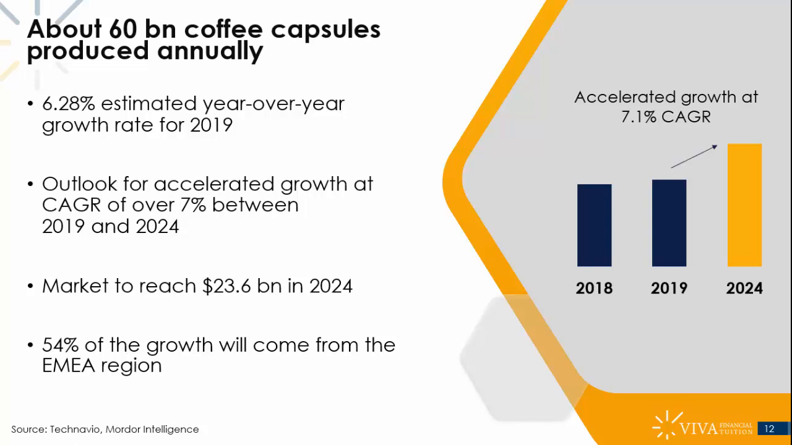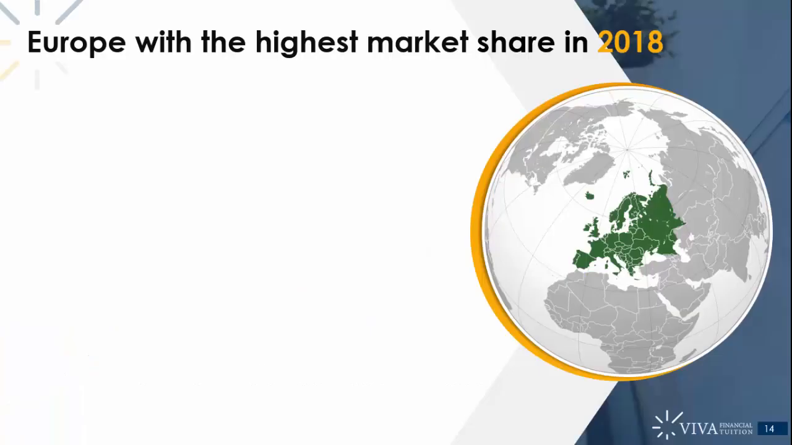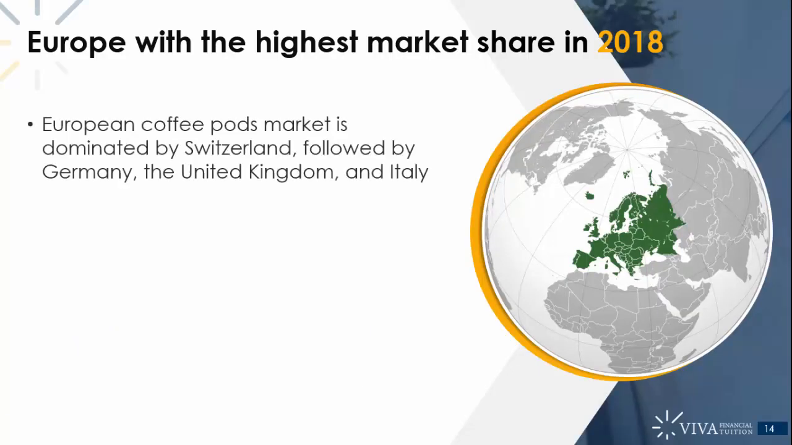And 54% of that growth will come from the Europe, Middle East and African region. So perhaps surprisingly, this is the high growth region, Europe. It is the major market for coffee capsules. So here we have a nice color-coded map of growth rates per region. However, in the future, Asia Pacific is going to be the fastest growing market, even though Europe is currently the largest market in absolute terms. So as I said, Europe does have the highest market share as of 2018.